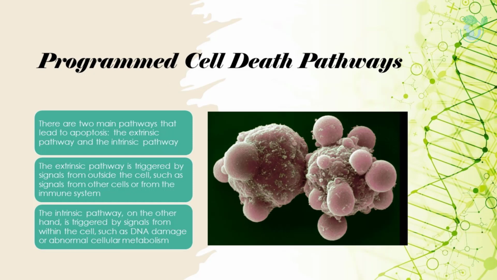Programmed cell death pathways. There are two main pathways that lead to apoptosis: the extrinsic pathway and the intrinsic pathway. The extrinsic pathway is triggered by signals from outside the cell, such as signals from other cells or from the immune system. These signals are received by receptors on the cell surface, such as death receptors, which then activate a cascade of proteins called Caspases, ultimately leading to the death of the cell.